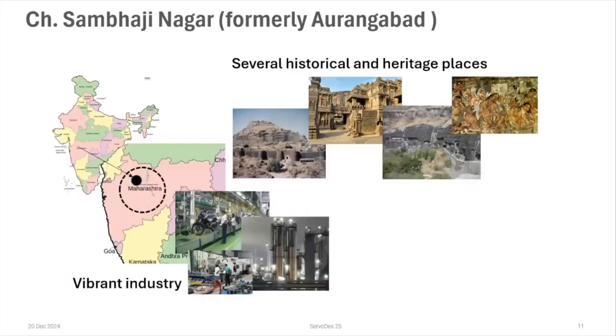So this is where they are located. They are located at a place, as I said, called Chhatrapati Sambhajinagar. It used to be called Aurangabad till recently, and this is where it is located on the map of India and Maharashtra. It is a mix of both cultural and industrial kind of environment.